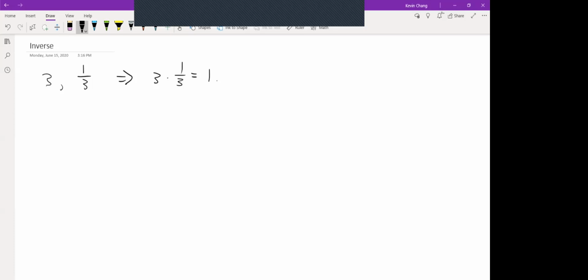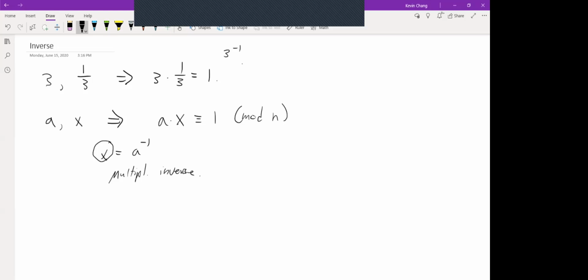So let's say we have a number a and a number x. So x is the inverse of a in congruences if a times x is congruent to 1 mod n for some integer n. And we usually will write this x as a to the power of minus 1. That's why we write 1/3 as 3 to the power of minus 1. So it's the same kind of idea here. So essentially this number x is going to be called the multiplicative inverse of a.